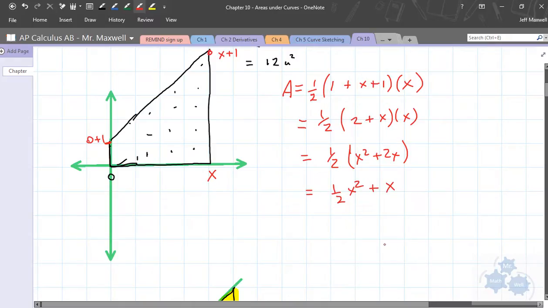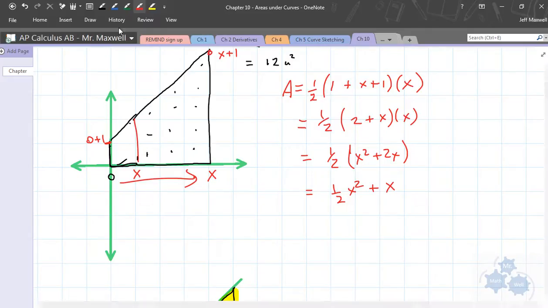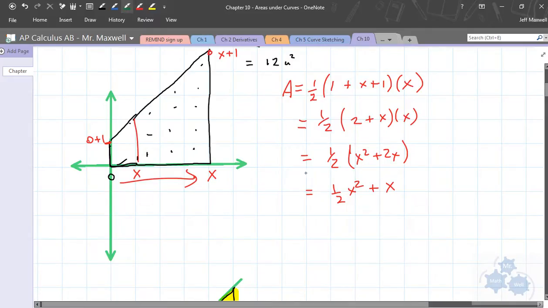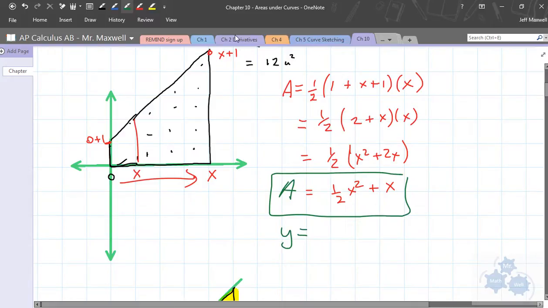Now, it doesn't matter what this distance is, as long as it's x. So this could be another x here. We're going to have the same expression for the area. You see that? No matter what size of trapezoid you have. What I want you to do is focus on this expression for the area, and I want you to look at this versus the equation of the line.